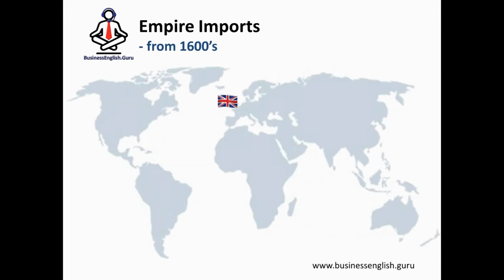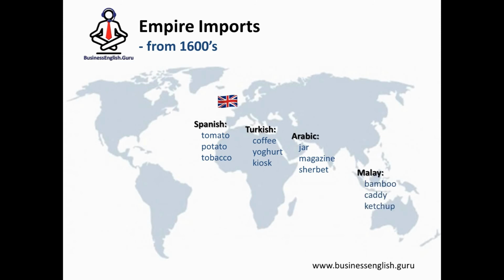From the 1600s, we saw the empire imports. Let's look at a few. From Spain, we have tomato, potato, and tobacco. From Turkey, we have coffee, yogurt, and kiosk. The Arabic languages gave us words like jar, magazine, and sherbet. And the Malay language gave us bamboo, caddy, and ketchup.